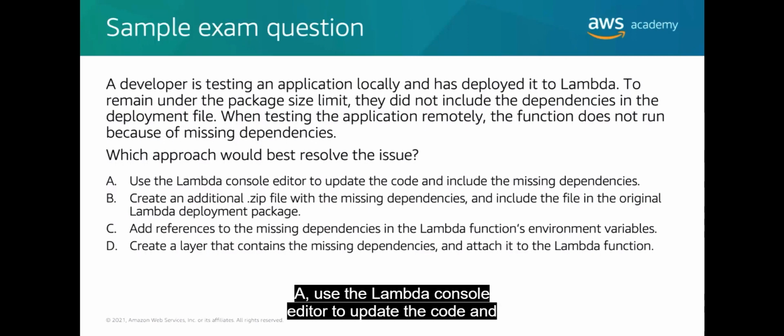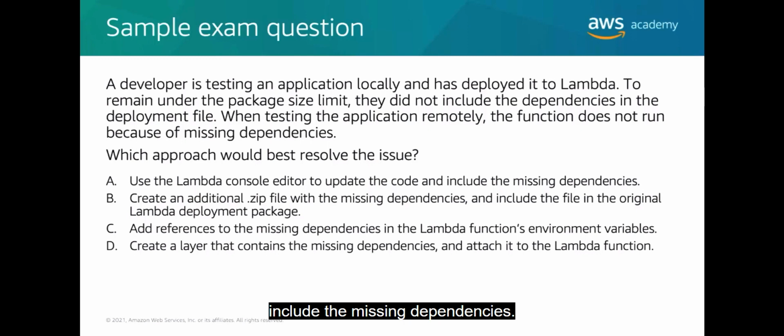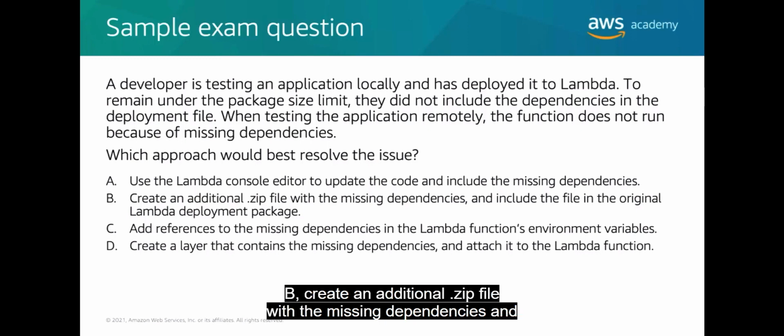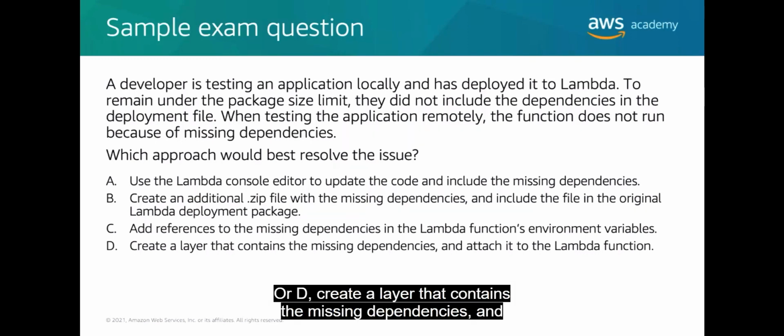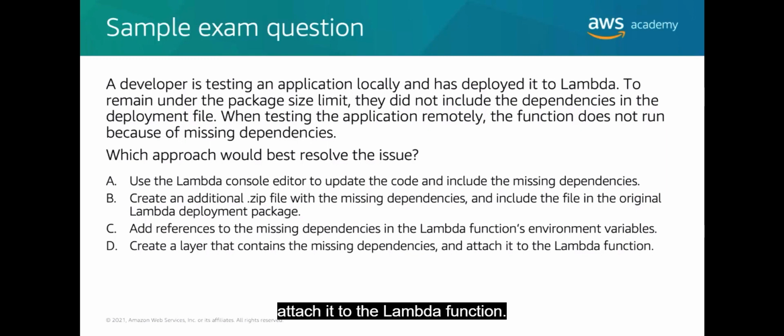A. Use the Lambda console editor to update the code and include the missing dependencies. B. Create an additional .zip file with the missing dependencies and include the file in the original Lambda deployment package. C. Add references to the missing dependencies in the Lambda function's environment variables. Or D. Create a layer that contains the missing dependencies and attach it to the Lambda function.